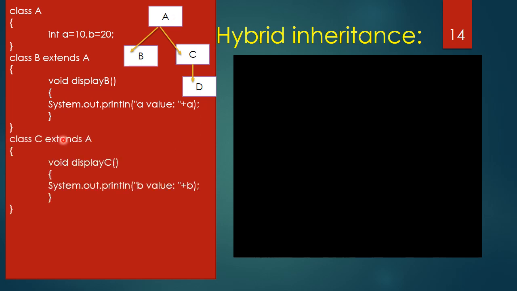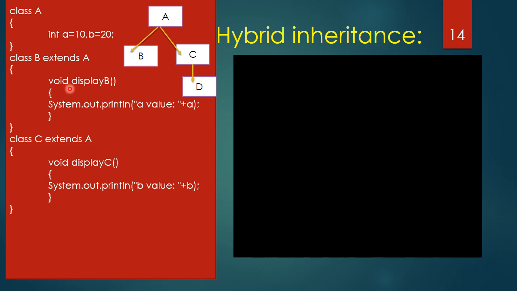So class C extends A. So C is a subclass, A is a superclass, taking one method name, and here I am printing the B value. So here A and B values are available in the C, and in the B class also A and B values are available. So up to here, this is hierarchical inheritance, what I showed you in the previous slide.